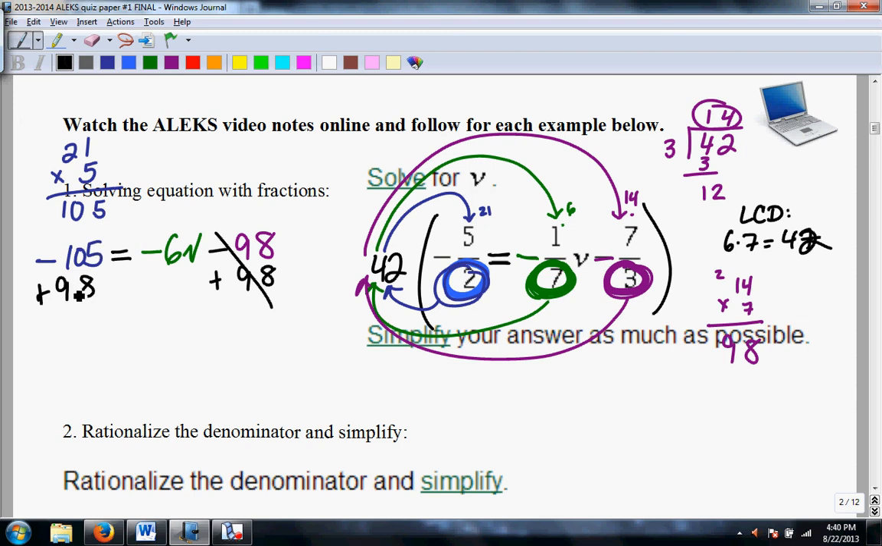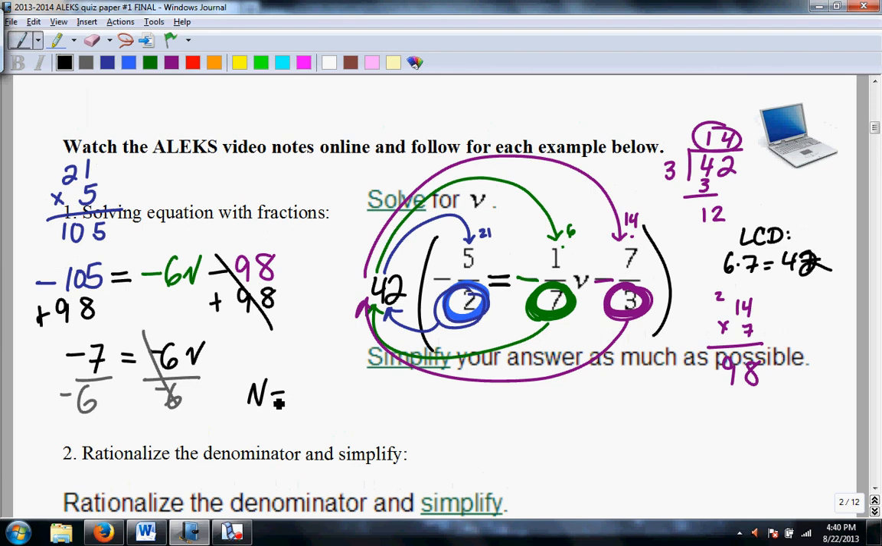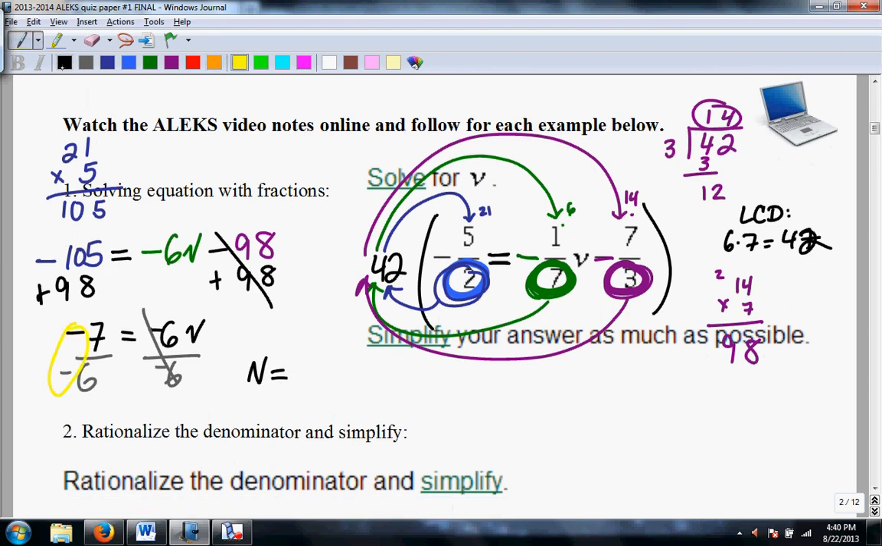Negative 105 plus 98. 2 gets you to 100 plus 5, so it's negative 7 equals negative 6v. We're trying to get v by itself, so we're going to divide by negative 6. And v equals, we have a double negative, so it becomes positive, so I have 7 over 6. And that is your final answer, 7 over 6 for that. So fractions can be answers here.